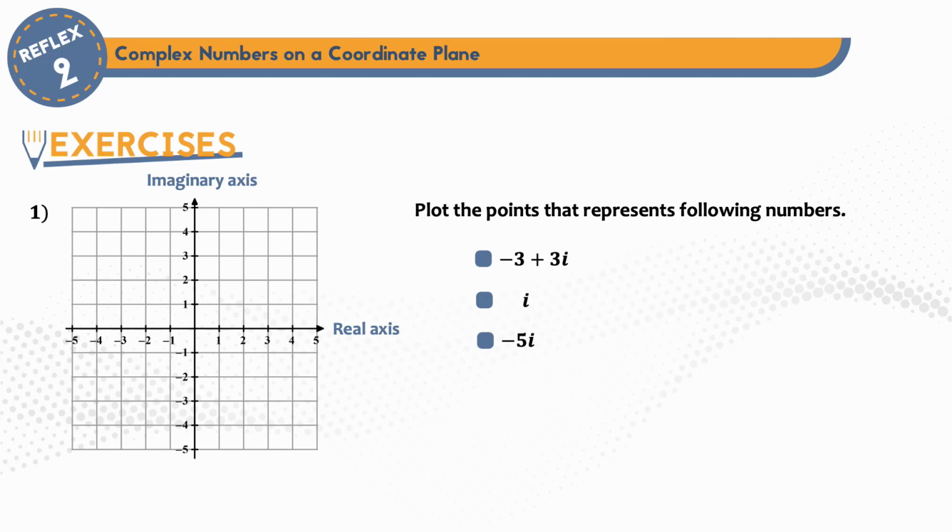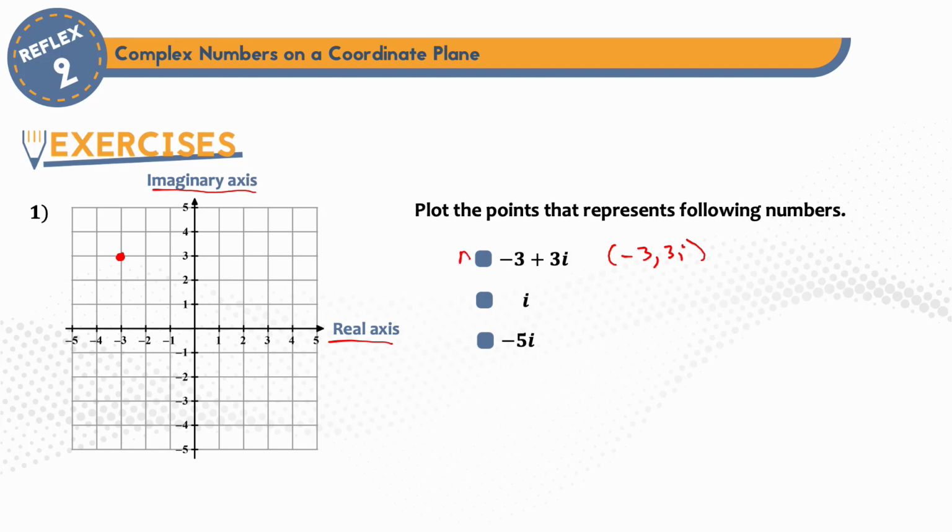Alright, let's begin our exercises. Number 1. We're given our coordinate plane with the imaginary axis and the real axis. It says, plot the points that represent the following numbers. We have the complex number negative 3 plus 3i. Well, we know that our point would be negative 3, comma, 3i. To plot that, we go to negative 3 on the real axis, just like on a normal coordinate plane, and then we go 3 up, so my point would be right here.